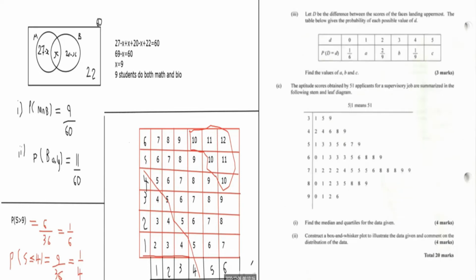Now part 3. Boy, they're killing us with the table this time, man. Part 3 says, let D be the difference between the scores of the faces landing uppermost. The table below gives the probability of each value.